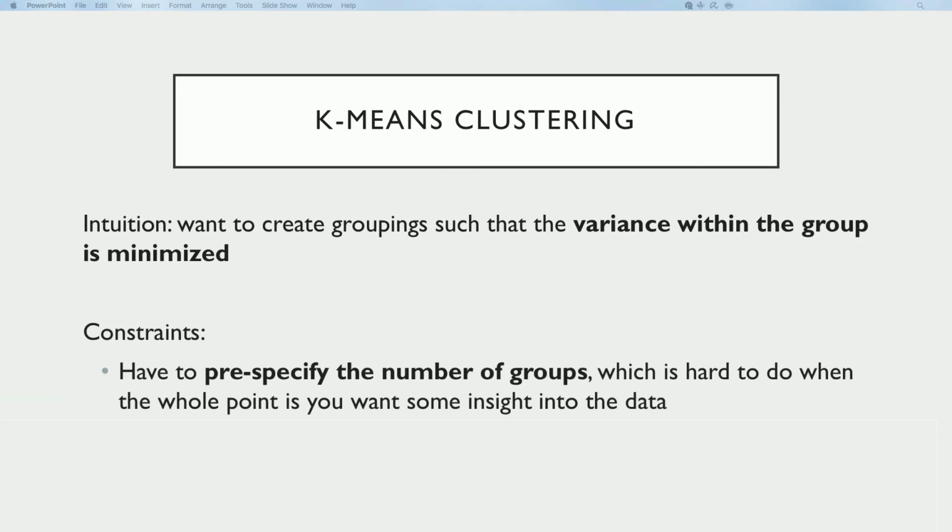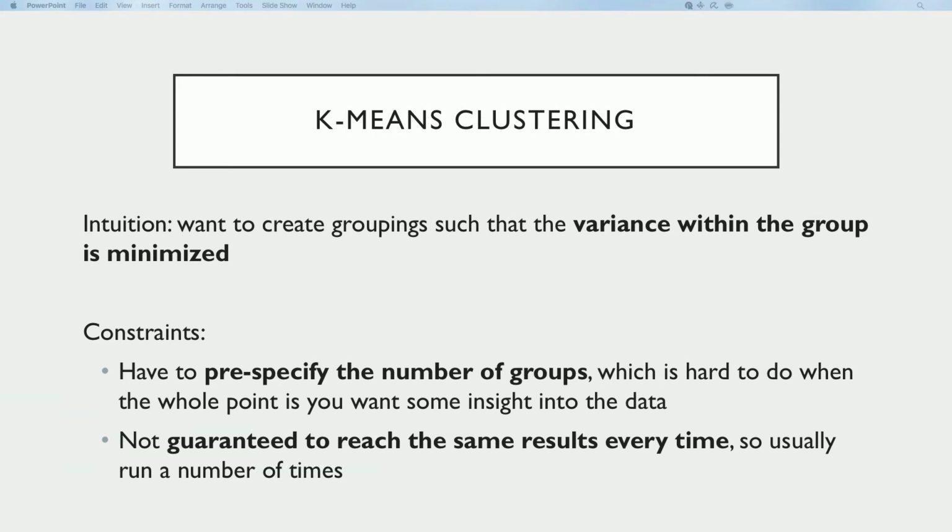The constraints on k-means clustering: the first is you have to pre-specify the number of groups, which can be hard to do when the whole point is that I want some insights, right? So I don't know, say, how many kinds of users of my health app there are. I kind of want to find out, but with this algorithm I have to decide in advance. There's also not a guarantee that I will get the exact same results every time. This is not a fully deterministic algorithm, although you will find most of the time you will get approximately the same results. So the second constraint does not tend to be a big problem.